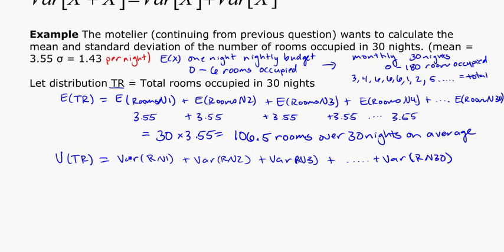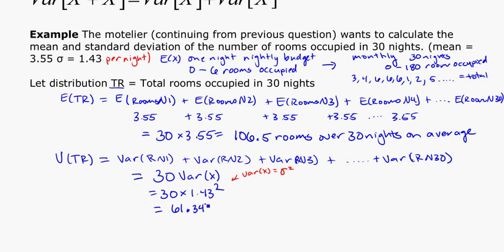So here we're just looking at doing the variance again and again and again. And this simplifies out differently than the formula from the previous page. This becomes 30 times the variance of one night, or in a sense 30 times 1.43 squared. Remember, variance of x is equal to the standard deviation squared.